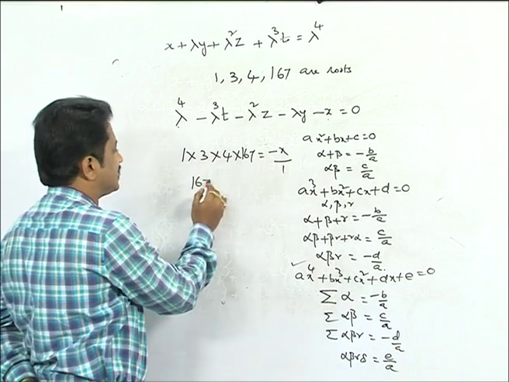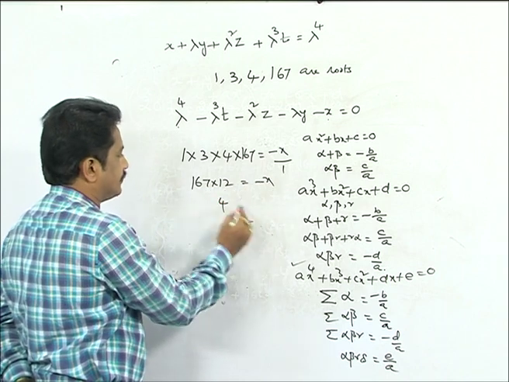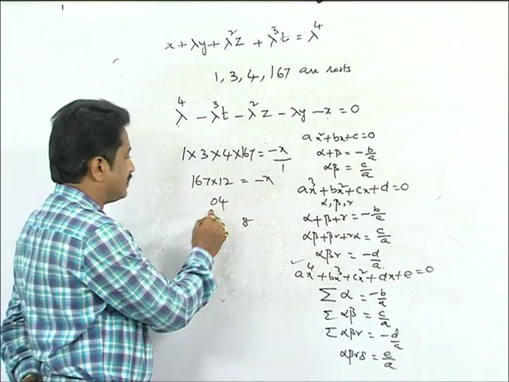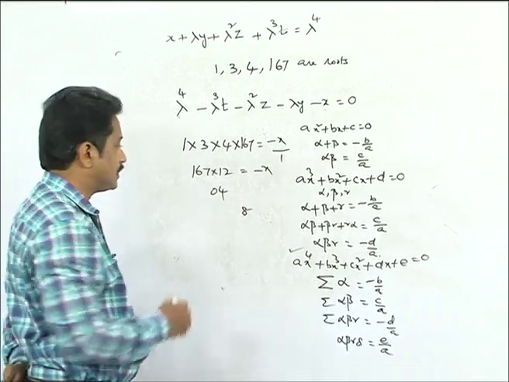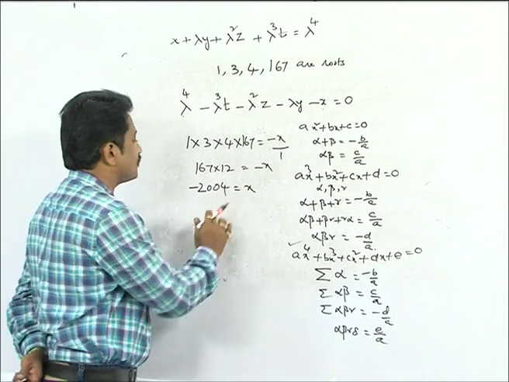167 times 12: 12 7s are 84, 12 6s are 72, 72 plus 8 is 80, 12 1s are 12, 12 plus 8 is 20. So x is equal to minus 2004. That is the answer.